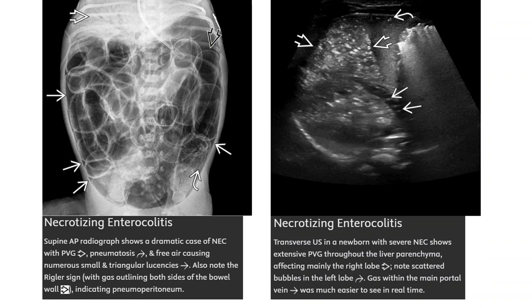Ultrasound in a newborn with severe NEC shows extensive portal venous gas throughout the liver parenchyma, affecting mainly the right lobe. Note scattered bubbles in the right lobe. Gas within the main portal vein was much easier to see in real time.